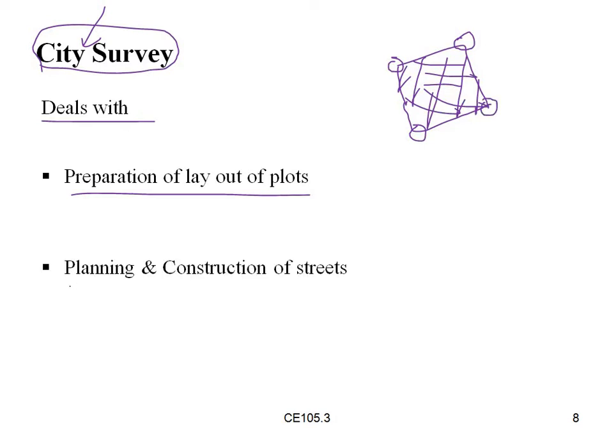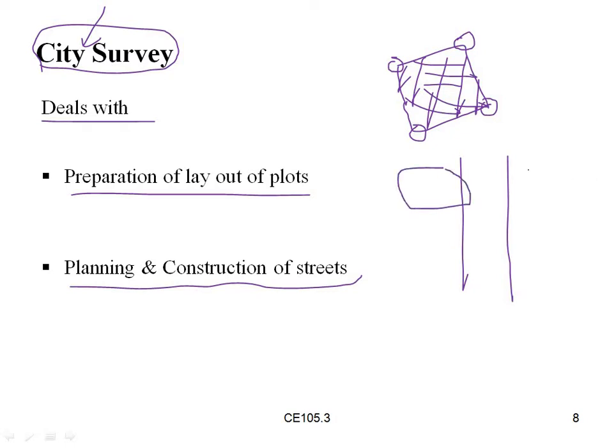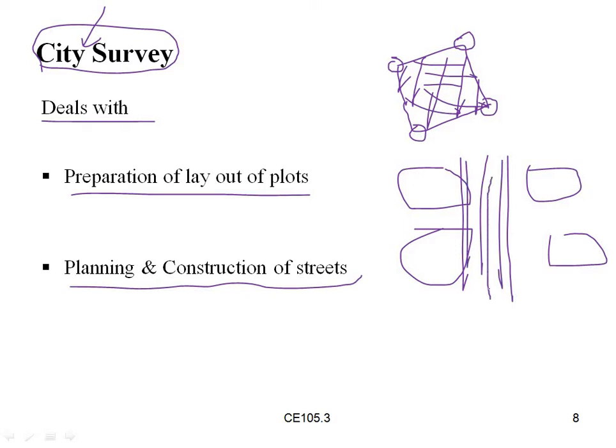And next is planning and construction of streets. With the city survey, roads and pipeline work will be done. Suppose this is a colony. If any houses are there, they have to do the survey so that a road can come in between the houses. In the same way we will do the planning also.